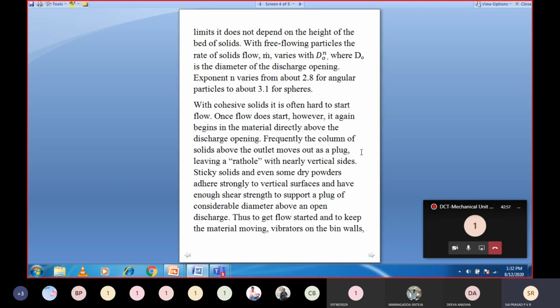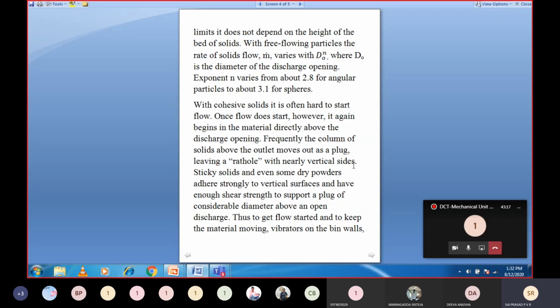We have to understand that it is a cylinder, it is a mass. It is a full cylinder having a mass. So once you open the bottom wall, a cylinder comes out from the bottom, leaving the rest of the solids, because they have enough strength to hold the other solids. Leaving a rat hole. So the gap which is left out by this plug is called a rat hole.